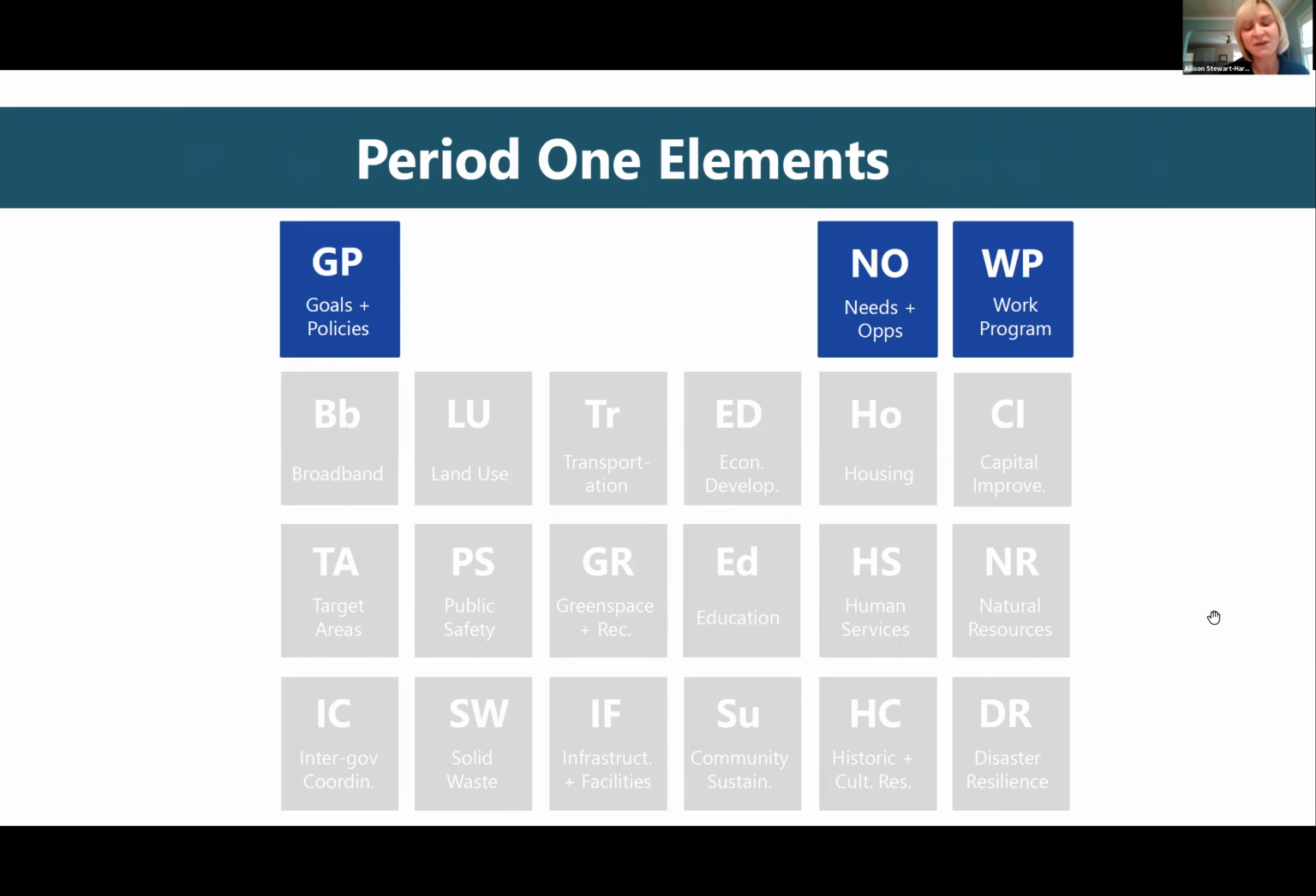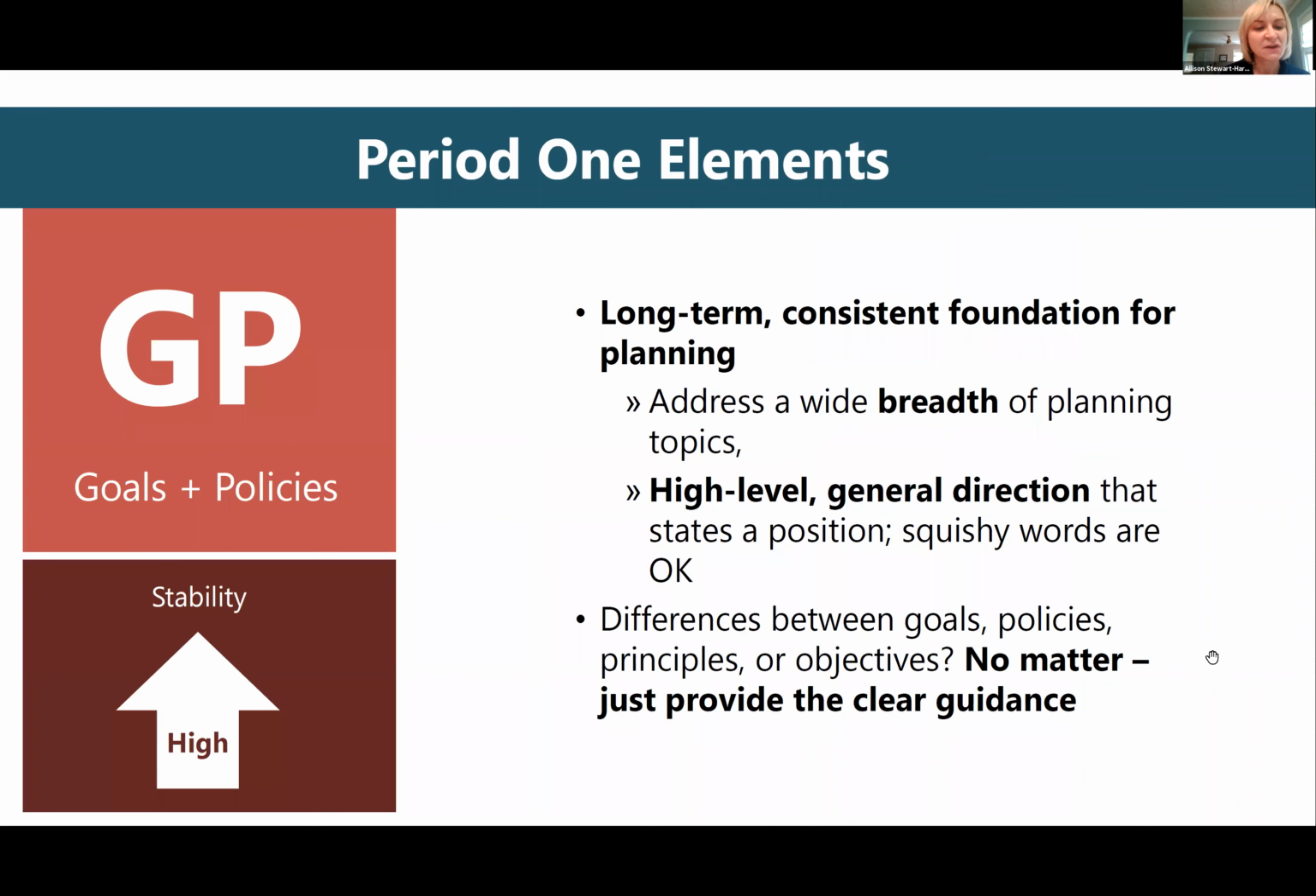So I want to take a couple of minutes talking about goals and policies, needs and opportunities, and work program items. Next. For goals and policies, these are very long-term. This is your consistent foundation for planning. They should address the breadth of planning topics in your community. It's high level, general direction that states a general position. And in this case, squishy words are totally okay. You want to give yourself some flexibility. There's a lot of conversation about whether that is a goal or a policy or an objective. Honestly, I don't think it matters that much. As long as you're providing clear guidance, it's good. Next.